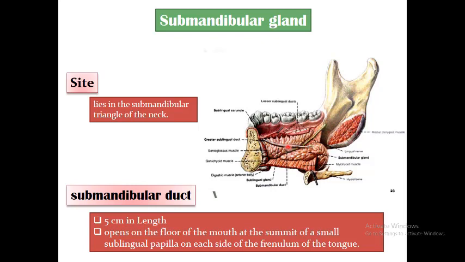Note the course of the submandibular duct. It runs from below upward, like this. It's about 5 centimeters also, and it opens in the floor of the mouth. Against gravity, again, from below upward. So it opens upward, at the summit of the sublingual papilla, on each side of the frenulum of the tongue, as we said before.